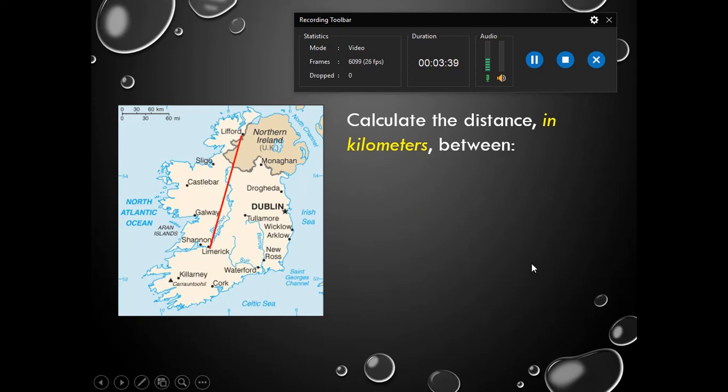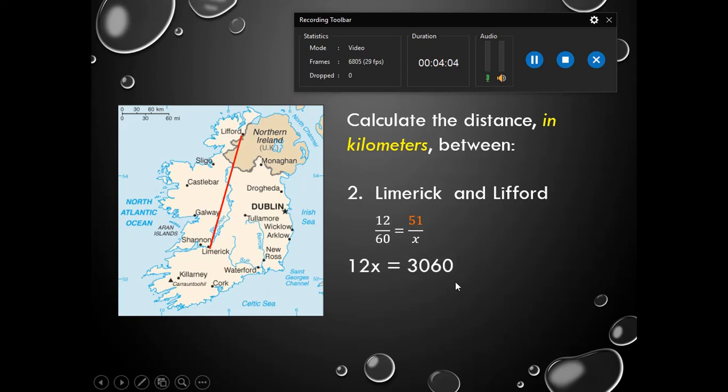We're going to continue to measure in kilometers. So this time we're measuring the distance between Limerick and Lifford. And again, it's highlighted in red. You might want to pause the video and measure that distance for yourself. When I measured it, I found it to be about 51 millimeters. So again, I'm keeping that in the numerator with the 12. And I'm going to go ahead and cross multiply. And when I divide both sides by 12, I'm finding that distance is about 255 kilometers.